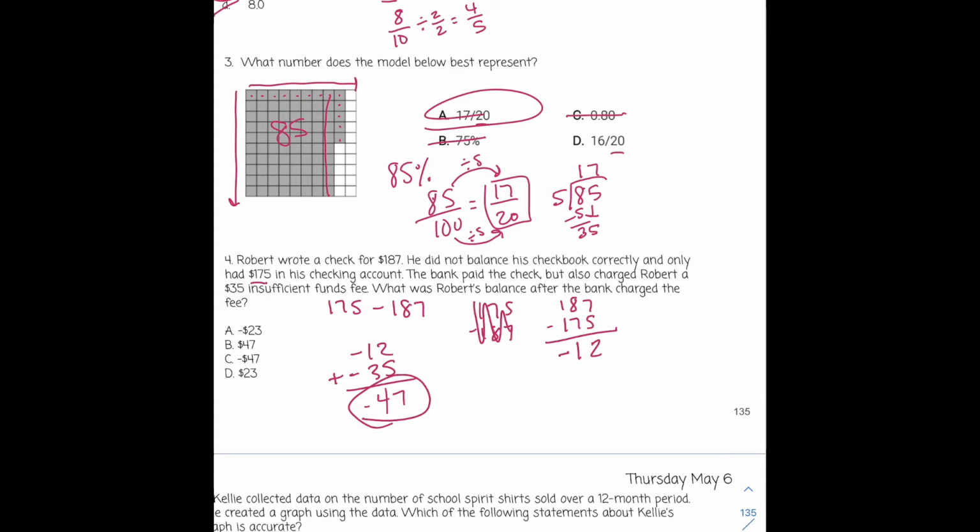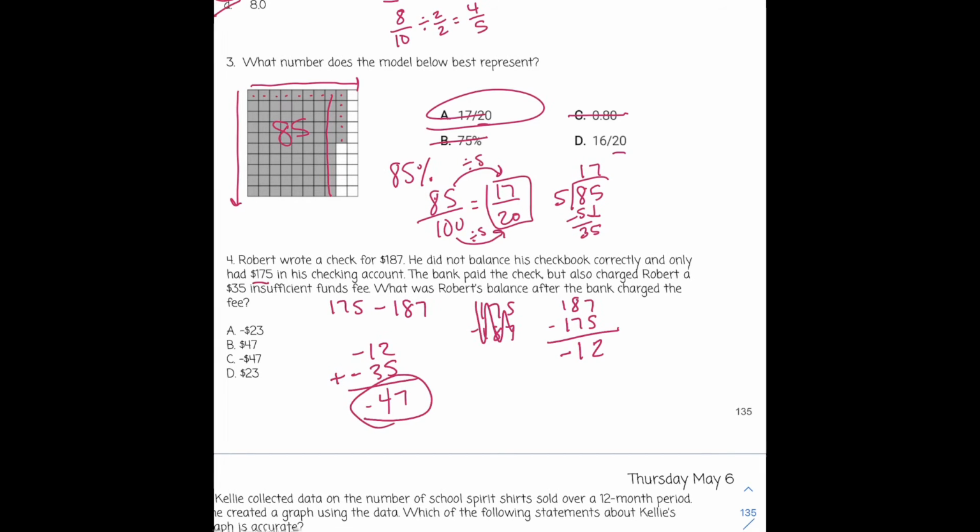So sometimes when you are setting it up, it doesn't make as much sense, but conceptually, you know you didn't have enough money, you know you're going to the negative, you are going farther negative, so a larger number that is negative. $47.